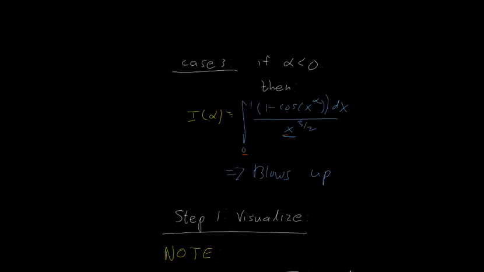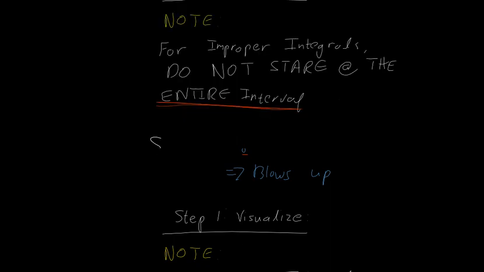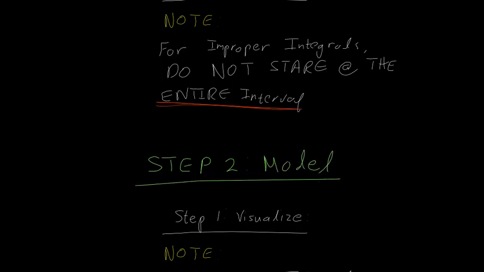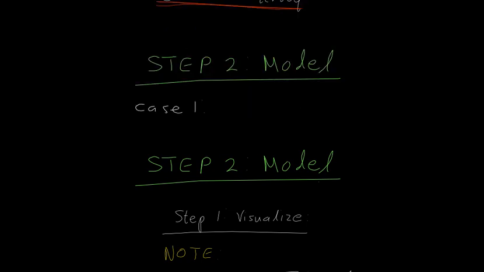Step 2 now is to model. Now we model the behavior near 0. There are 3 cases when alpha is positive. Case 1, alpha is greater than 0.